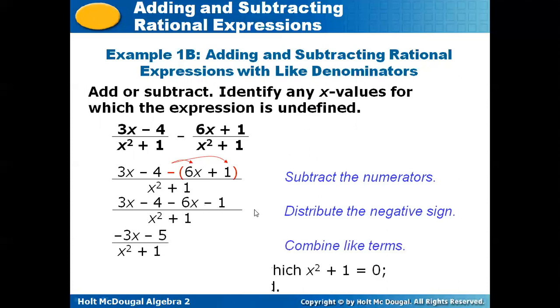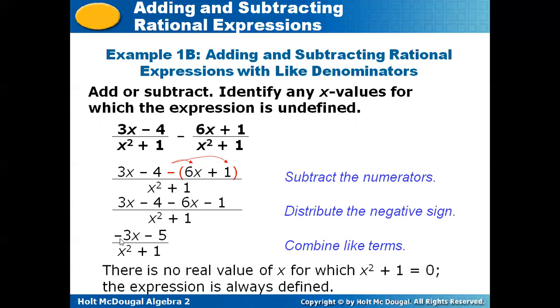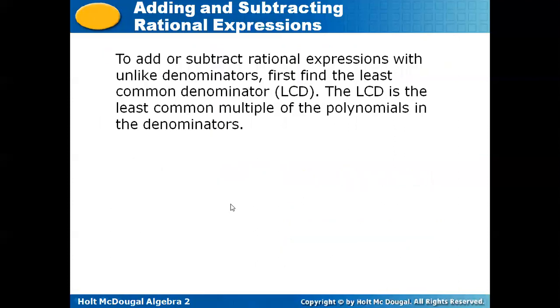Then combine like terms. 3x minus 6x is negative 3x. Negative 4 minus 1 is negative 5 over the denominator x squared plus 1. Since we don't have common factors here, that's the final answer already. As for the x value that makes the expression undefined, there is no real value of x for which x squared plus 1 equals 0. So the expression is always defined for any value of x.